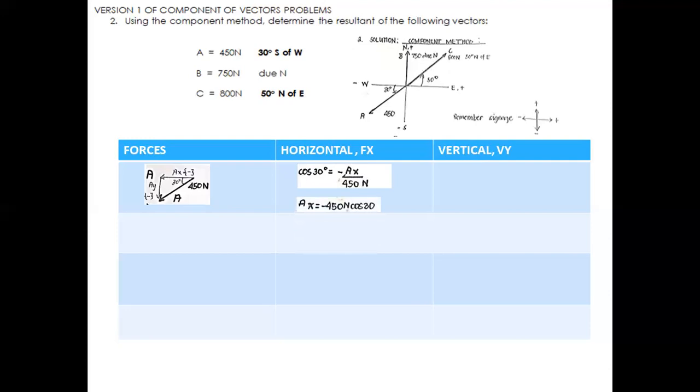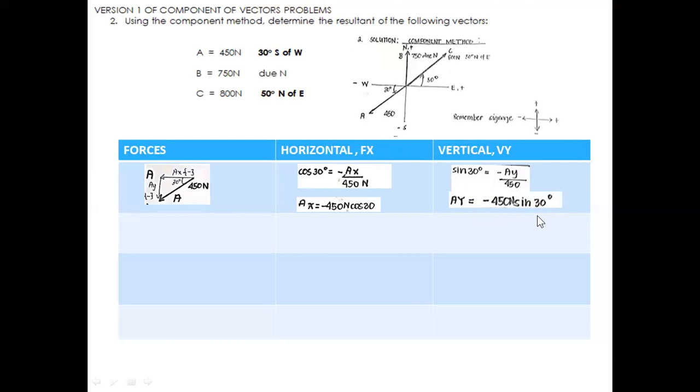Now to determine the vertical force AY, since this is the opposite and we are given the hypotenuse at 450 newtons, sine 30 degrees is equal to negative AY all over 450 newtons. So why is it negative? Again, it points downwards. To bring out AY, cross multiply 450 newtons to sine 30 degrees and multiply both sides of the equation by negative 1. This becomes AY is equal to negative 450 newtons sine 30 degrees.